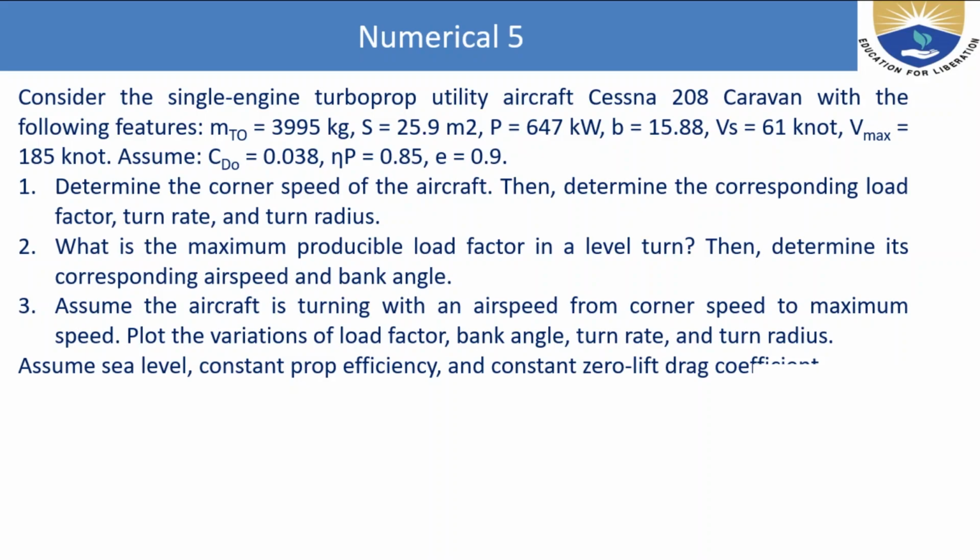Then determine the corresponding load factor, turn rate and the turn radius. What is the maximum producible load factor in a level turn? Then determine its corresponding airspeeds and the bank angle. Third, assume the aircraft is turning with an airspeed from the corner speed to the maximum speed. Plot the variation of load factor, bank angle, turn rate and the turn radius. Assume sea level, constant propeller efficiency and constant zero lift drag coefficient. So we have to solve this problem.